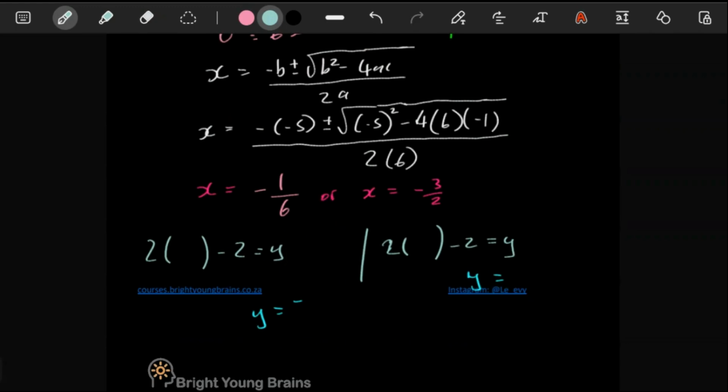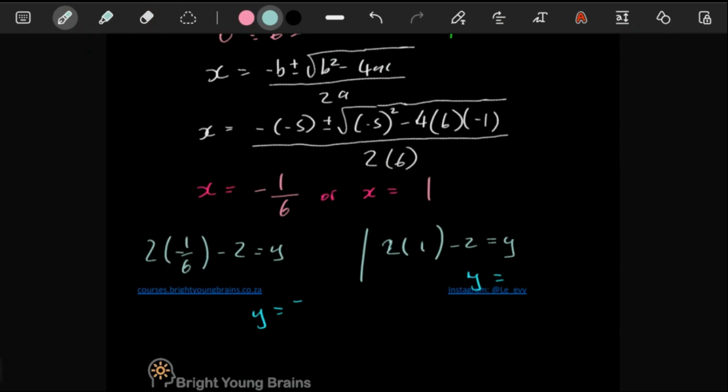The first x value is this, and the other one is, I think, a positive 1. Is it a positive 1? Yeah, it's a positive 1. These are the two values. Let's check out the negative 1 over 6 and then the positive 1. So this one is technically going to be negative a third.